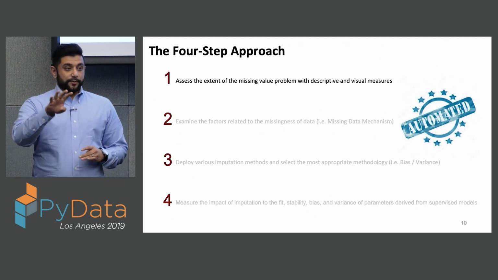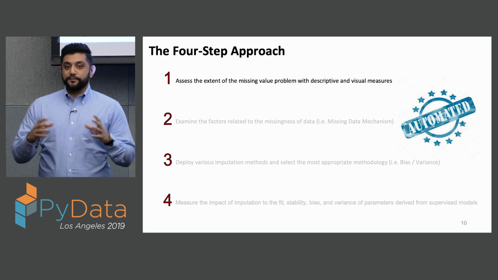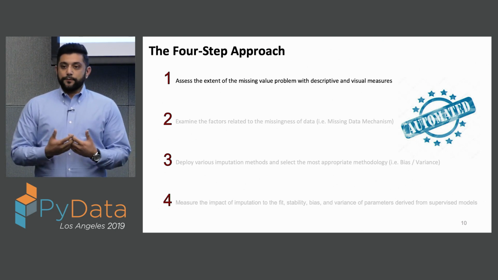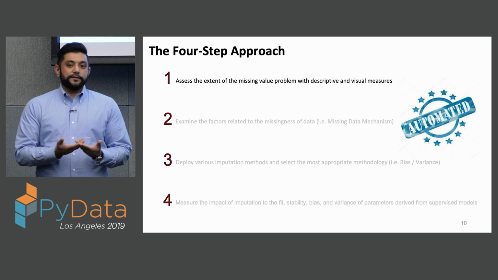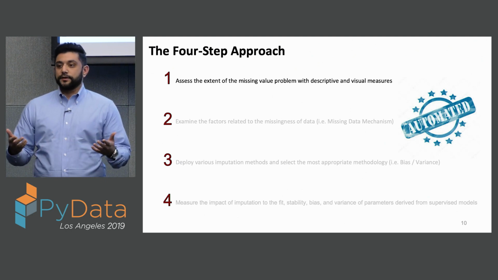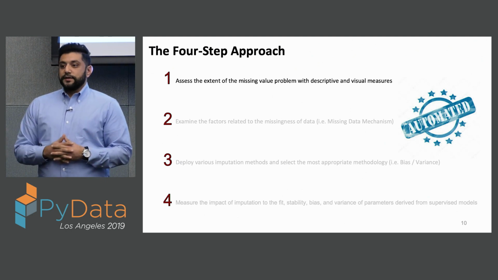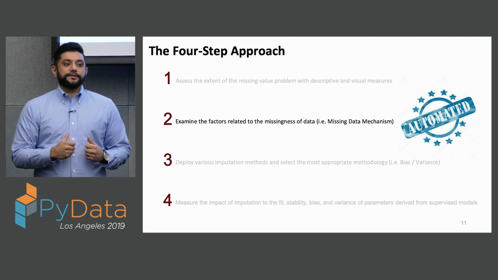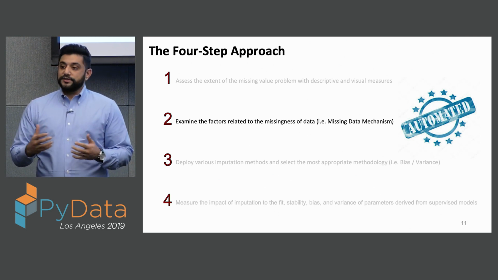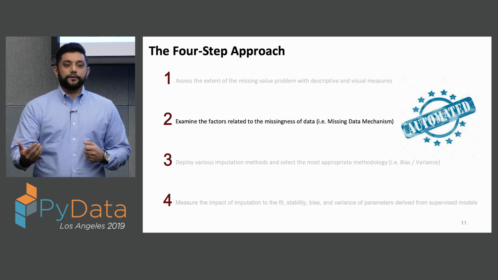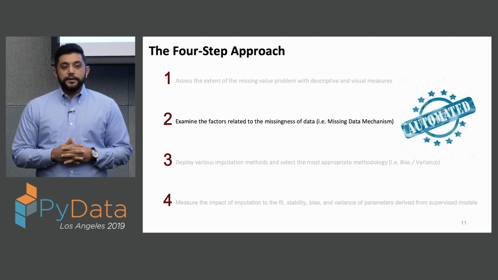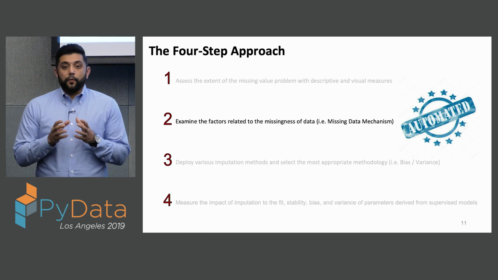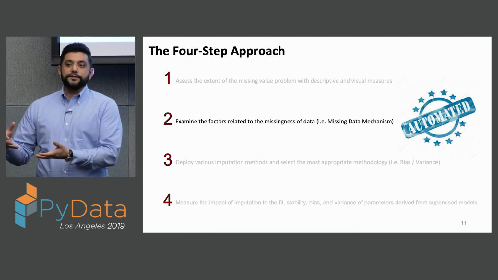And so we have a four-step approach. First is understand the missingness in your data. Step one always is what is going on in the data set and what does the missingness look like. The second step is then understand why that missingness actually occurred in the data set. And so there's something called the missing data mechanism that we'll speak into further in the background section. But basically understanding why that missingness occurred in your data set.